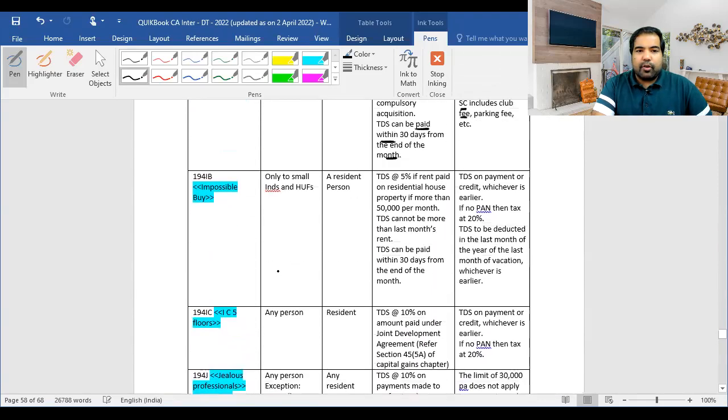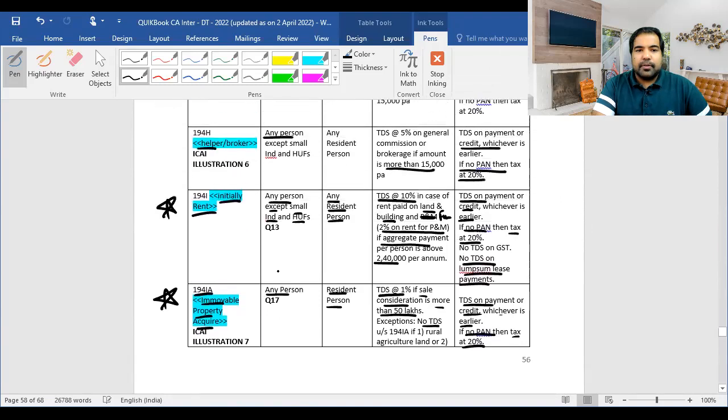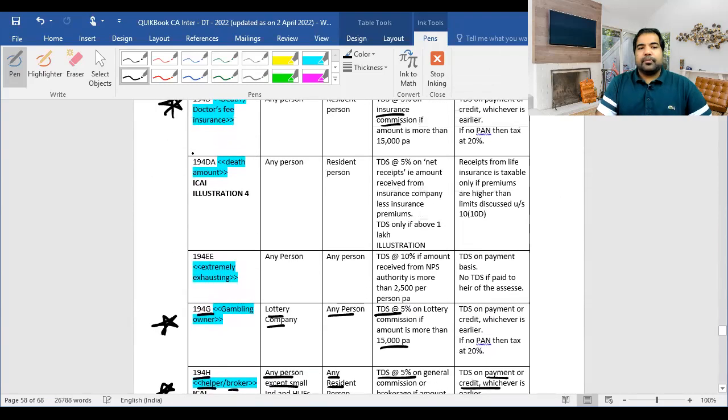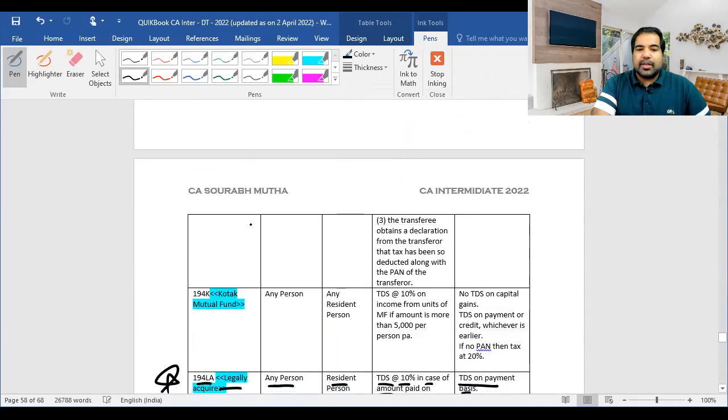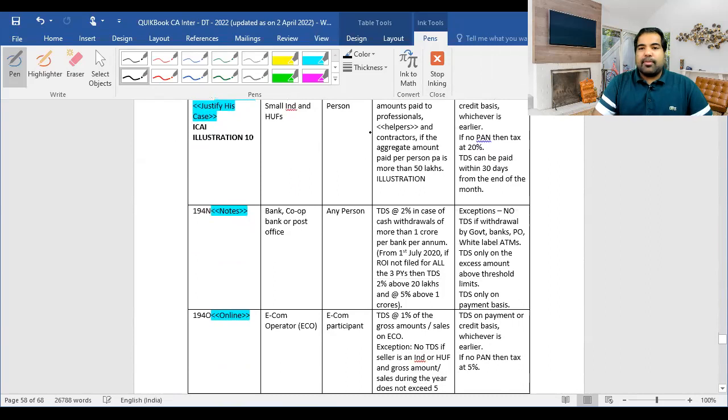Having a look at it from the quick book. Any person, TDS is at the rate of 5% on the net receipts, that is the amount received from the insurance company, that's insurance premiums. TDS only if the amount is more than 1 lakh. Receipts from life insurance is taxable only if the premiums are higher than the limits discussed under section 10(10D). That is section 194DA.